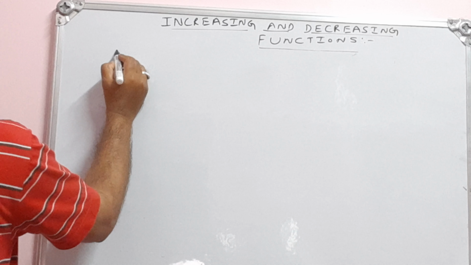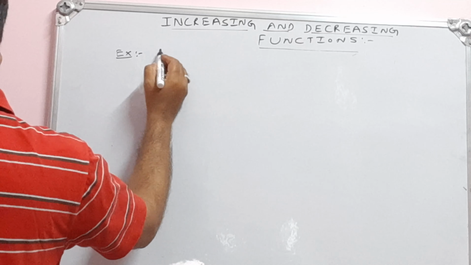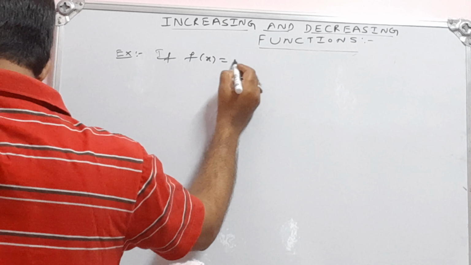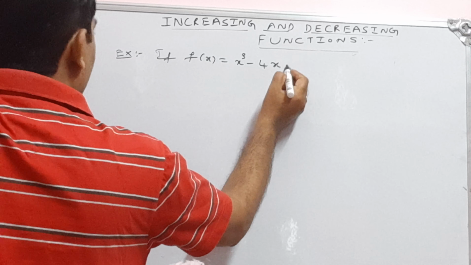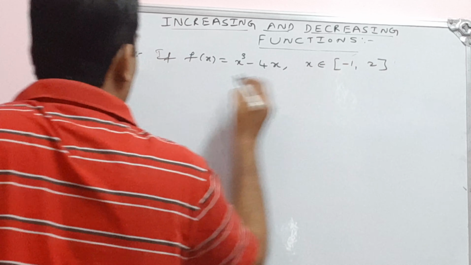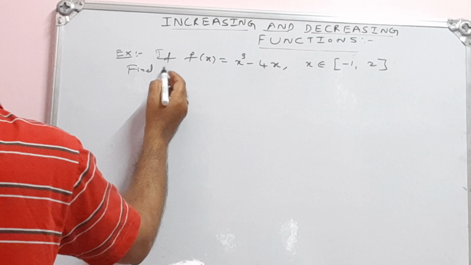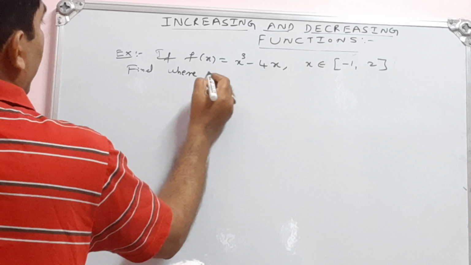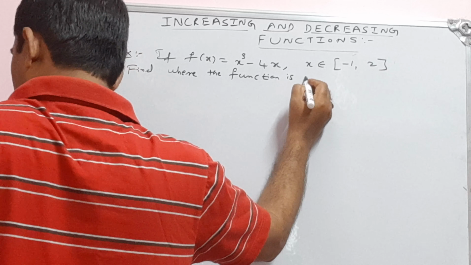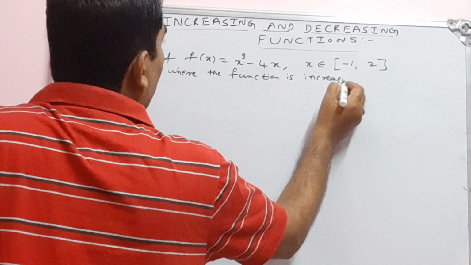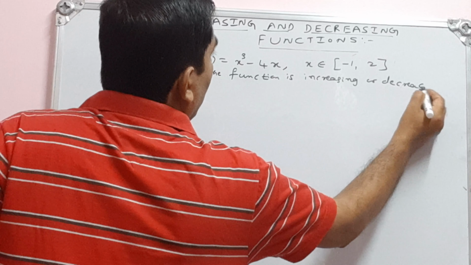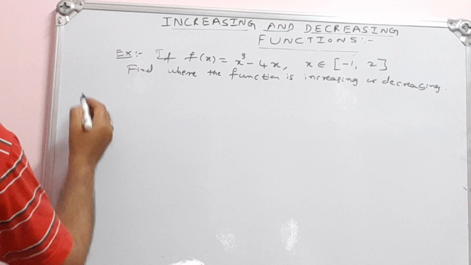Let us consider one example. If I take one function here, f of x is equal to x cube minus 4x, where x belongs to the interval minus 1 comma 2. Find where the function is increasing or decreasing.